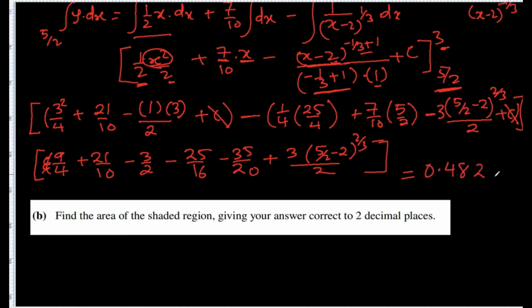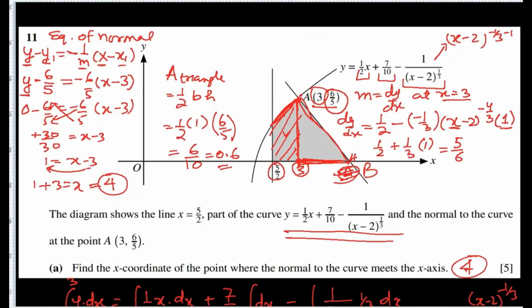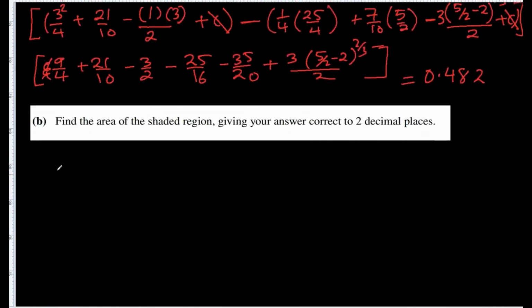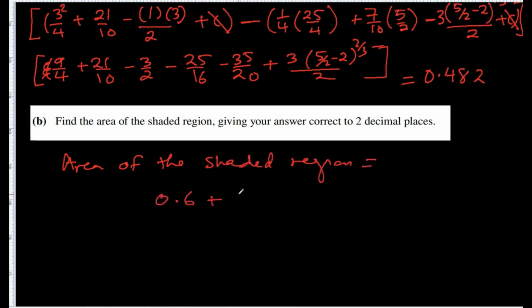After using my calculator, I got 0.482 and some more digits. And we already had the area of the triangle earlier, which was 0.6. So the area of the shaded region equals 0.6 earlier, now 0.482. I will write 1.08, okay, 3 significant figures, unit square.